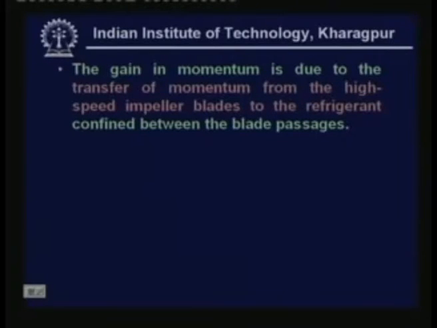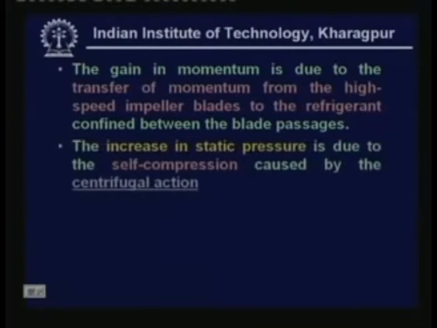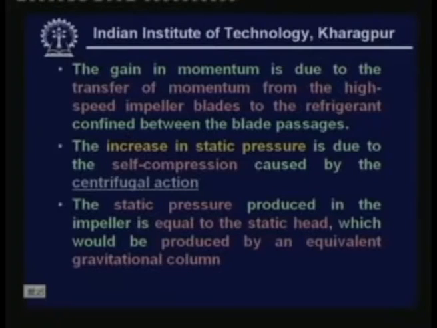Now let me explain the physics. The gain in momentum is due to the transfer of momentum from the high speed impeller blades to the refrigerant confined between the blade passages. The increase in static pressure is due to the self compression caused by the centrifugal action. I will explain what it is. And the static pressure produced in the impeller is equal to the static head, which would be produced by an equivalent gravitational column.